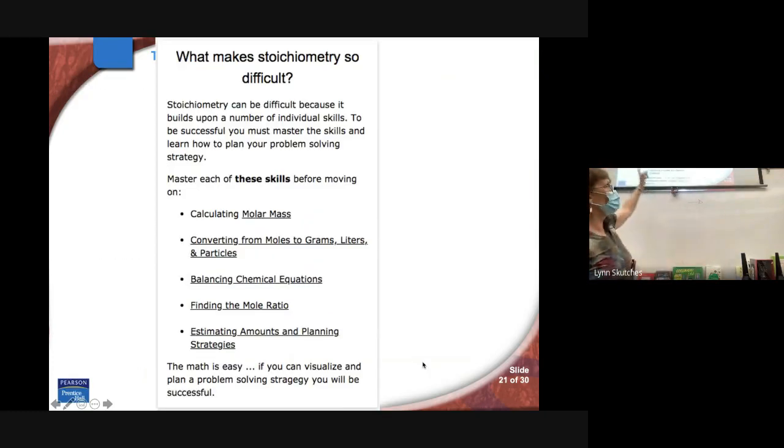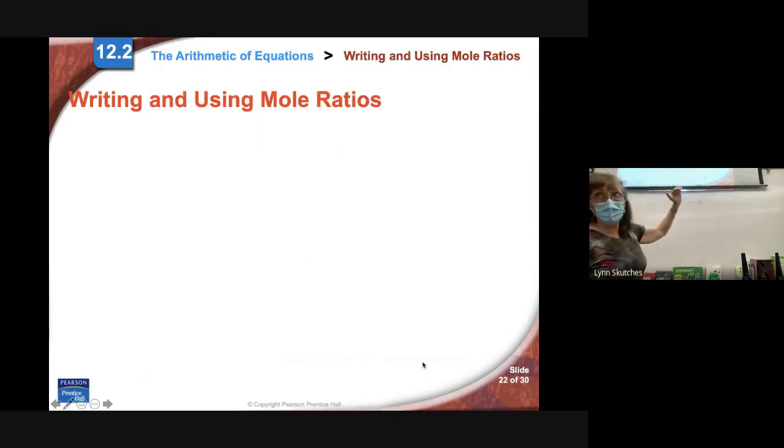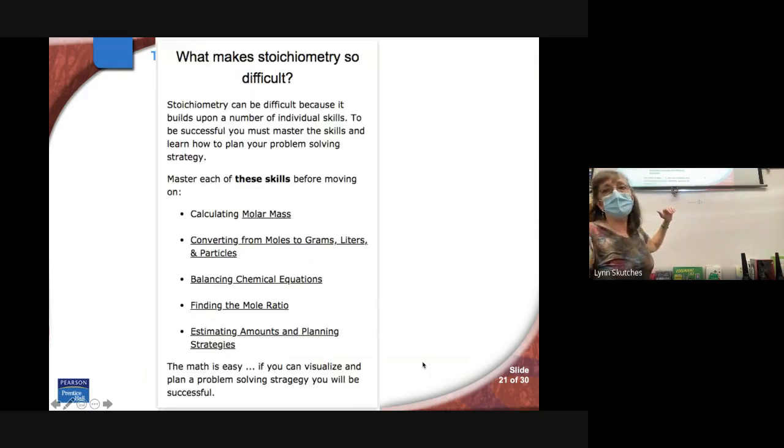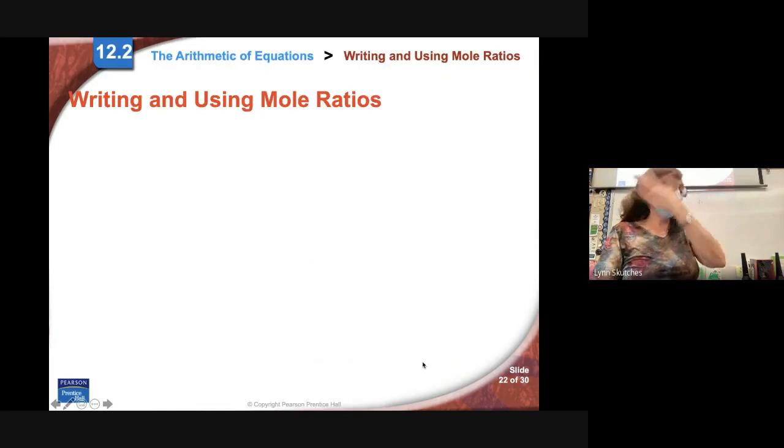Okay. So molar mass, you should know how to do that. Calculating molar mass. Converting from moles to grams or moles to liters, you should know how to do that. Okay, that's all stuff, or particles, that's stuff from chapter 10 as well. Writing and balancing chemical equations, that's what we're doing all of chapter 11. Mole ratio, we're going to talk about next. And I'll give you some strategies hopefully tomorrow.